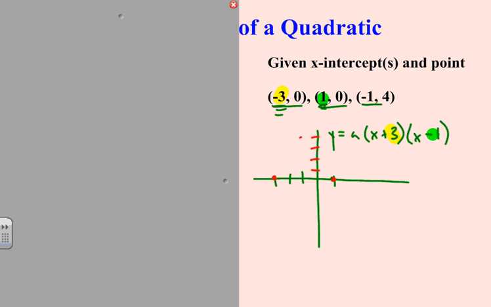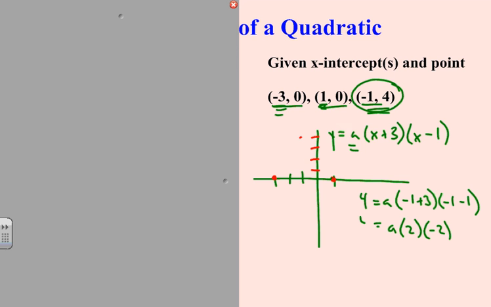Okay, from there, and identifying those, we can now take this and solve for our a value. How do we solve for a? Well, once again, we plug in our point. So take this point and plug it in. We have 4 equals a times -1 plus 3 times -1 minus 1. Simplify a little bit, and what you notice is that we have a times 2 times -2 equals 4, and a is going to equal -1.